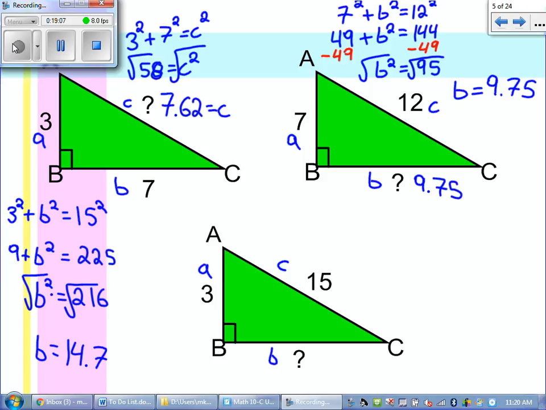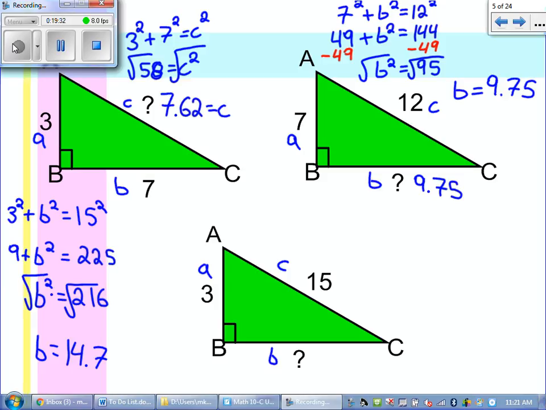Alright, we set it up. We labeled our triangle ABC. C was my hypotenuse, so I nailed it. I then put in my numbers. I got 9 plus B squared equals 225, minus 9 from both sides. Square root both sides, 14.7. How many people got that? How many people are like, we did this in grade 9, that's easy? Yeah, same kind of stuff. Okay.